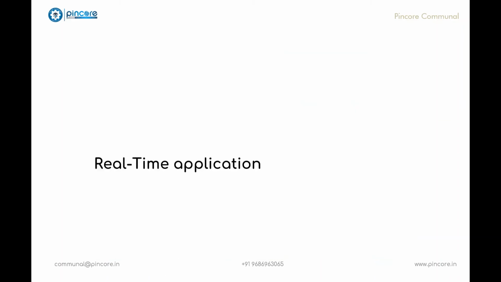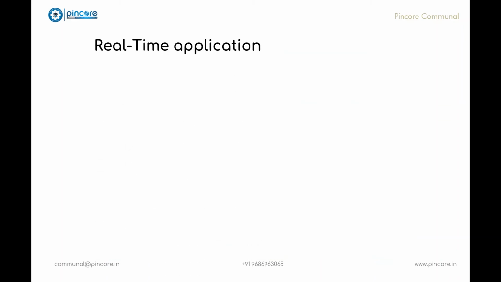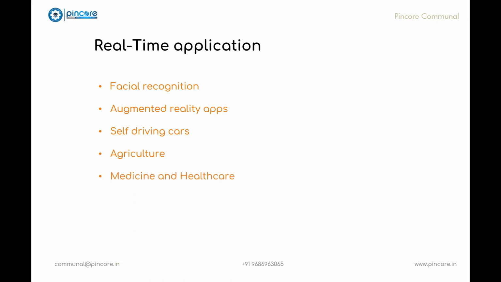Now let's see some of the real-time applications. Computer vision can handle many complex tasks and hence it has a wide range of applications in facial recognition, augmented reality apps, self-driving cars, agricultural field, medicine and healthcare sector, automation industries, in transportation and many more. Developed with convolutional neural networks, computer vision can perform segmentation, classification and detection for many other applications.